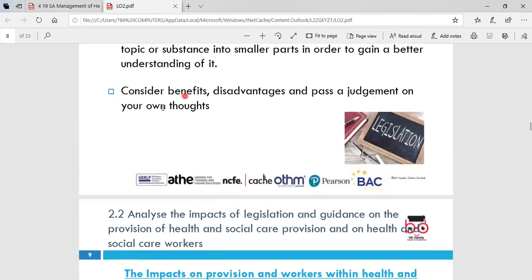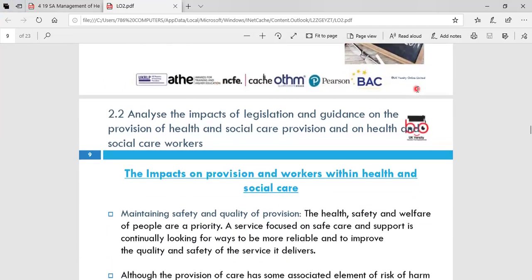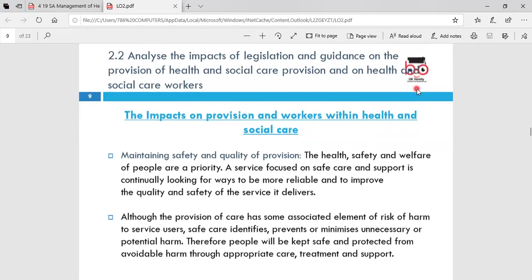So when we analyze, these should be our basic goals. There should be more, but the basic goals should be considering, let's say we're talking about legislation, the benefits, the disadvantages, and other judgments, your own thoughts that you could share on legislation. Just giving an example: the impact on provision and workers within health and social care.